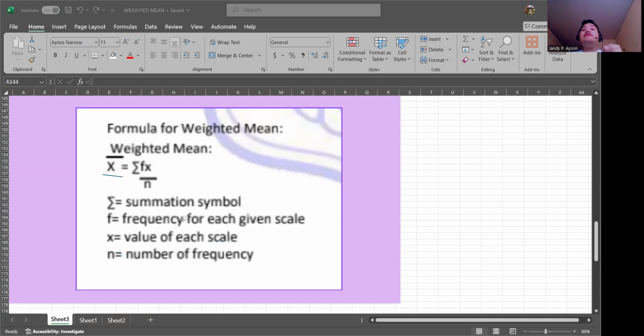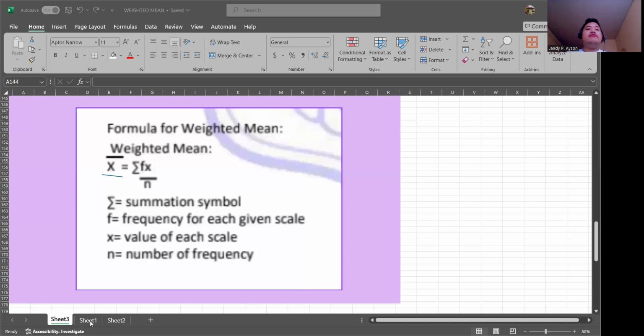Now, let's identify on the table kung alin ba doon si F, X, N. Kasi yun yung kailangan natin. So, si summation, hindi siya kailangang hanapin. Kasi pag sinabi nating summation, yan lang yung nagde-dictate what operations to use. So, hindi nyo siya makikita talaga sa table.